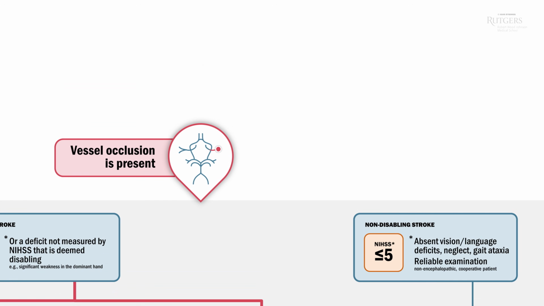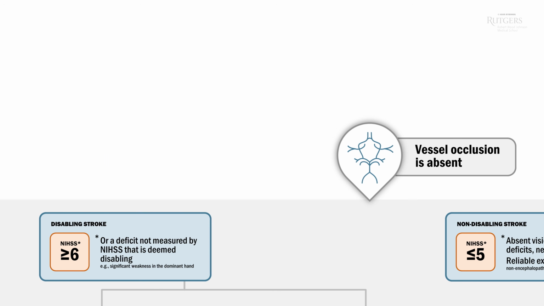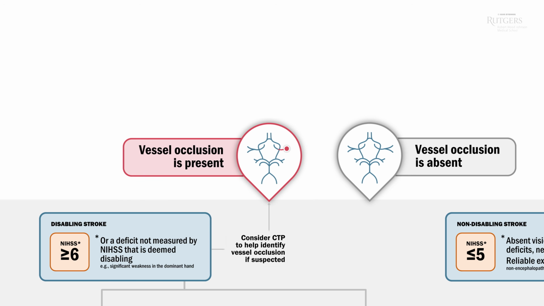Now, let's say proximal vessel occlusion is absent, but the deficits are disabling. We can't do thrombectomy, right? Well, let me remind you that it can sometimes be challenging to identify cerebral vessel occlusion, especially if it's more distal. So here you have to rely on your exam and localization skills. If you still suspect an occlusion, you have the option of performing CT perfusion to help identify medium vessel occlusion that might have been missed with CTA. There's some decent evidence in support of that approach.